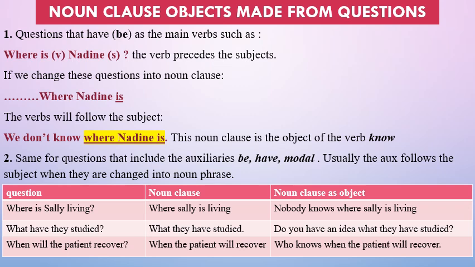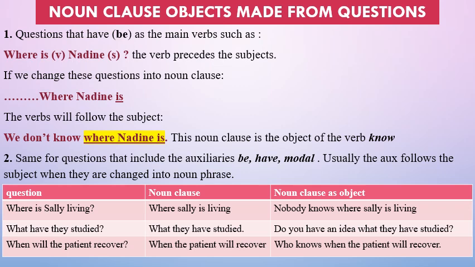Now we are moving it into a subject, into a noun clause. Now what will you do? Is, as an auxiliary here, follows the subject. The sentence will be: where Sally is living. The third step is when we move it and insert it after a verb. Nobody knows where Sally is living.